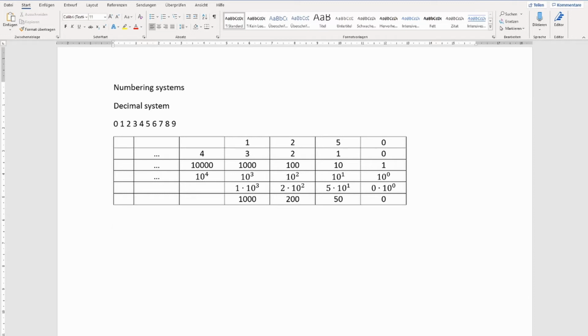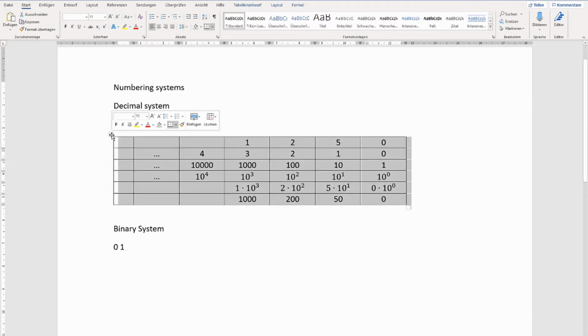There are systems which are there for almost every count of symbols. Yeah, one very famous system is the binary system. The binary system has only a reservoir, a pool of two numbers, of two symbols. Yeah.